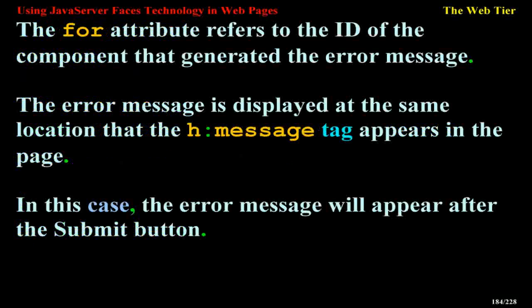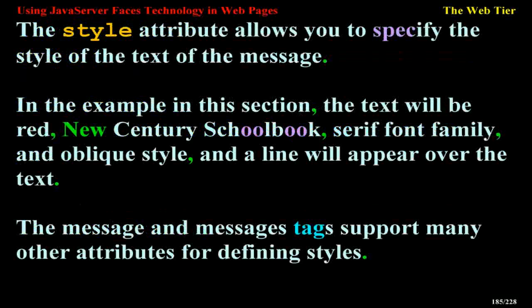The for attribute refers to the ID of the component that generated the error message. The error message is displayed at the same location that the h:message tag appears in the page. In this case, the error message will appear after the submit button. The style attribute allows you to specify the style of the text of the message. In the example in this section, the text will be red, New Century Schoolbook, serif font family, and oblique style, and a line will appear over the text.